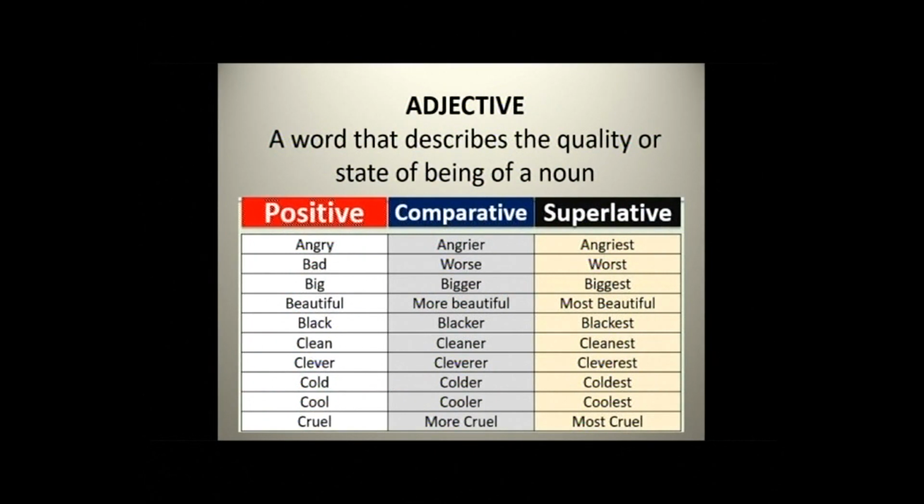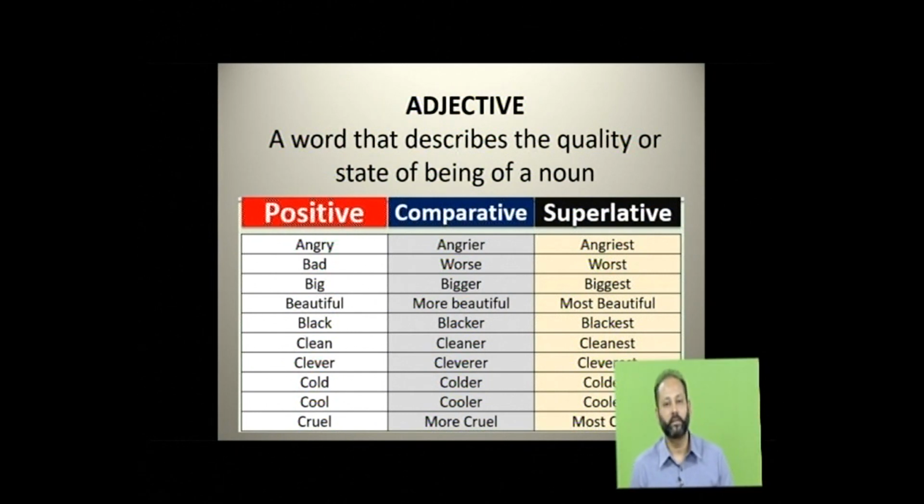Then further we have adjective. Now what is an adjective? This is really very important. A word that describes the quality or state of being of a noun. In simple words, we can call it a word that describes a noun is called an adjective, isn't it? We have degrees of adjective. You might have done transformation of sentences where you come across one sentence using the positive degree or comparative or superlative, and you have to transform that sentence into the other one.